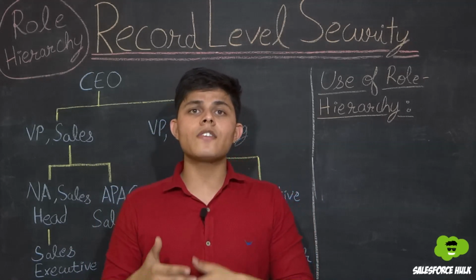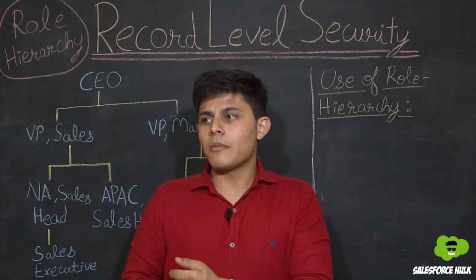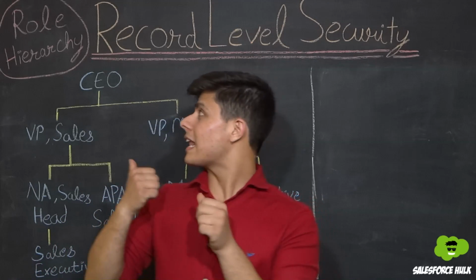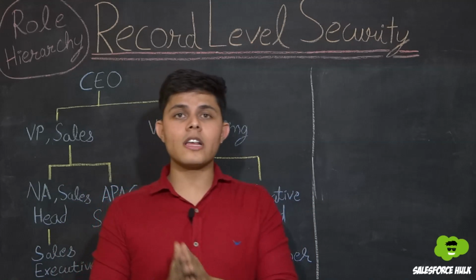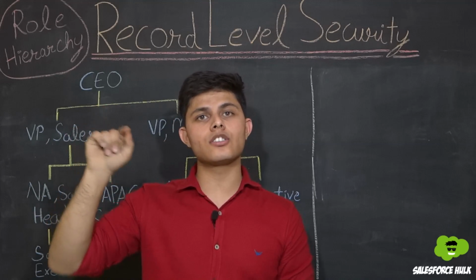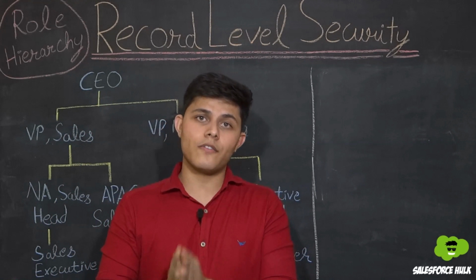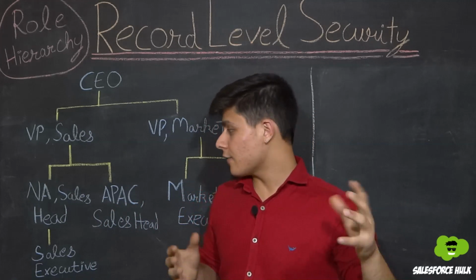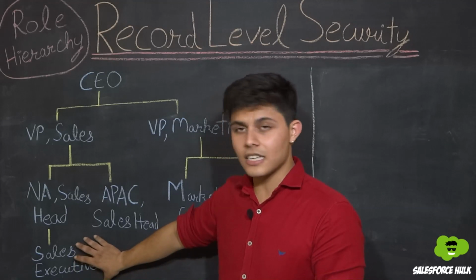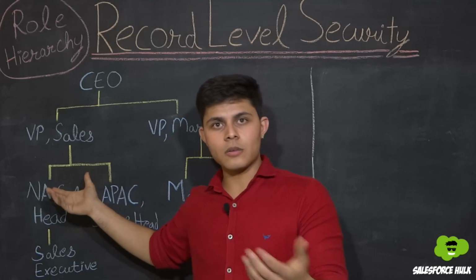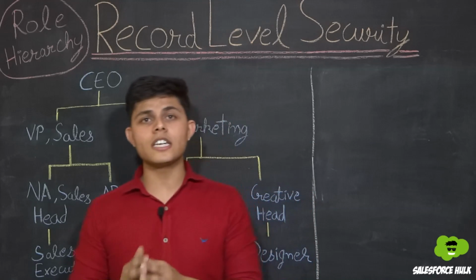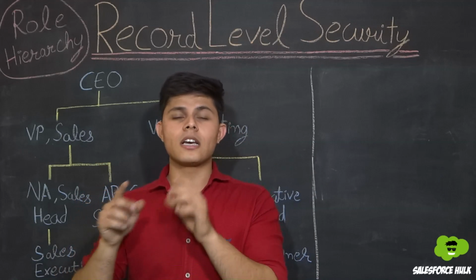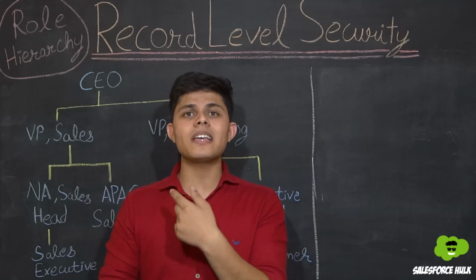Now let's see where we'll use role hierarchy, or what points you need to consider with role hierarchies. The first and foremost point is that you need to enable role hierarchies by checking the Grant Access Using Hierarchies checkbox for custom objects. Let's take an example: a bank account is a custom object, and if you want the records owned by sales executives to be shared with the North America Sales Head, then you need to check the Grant Access Using Hierarchies checkbox of the bank account object. Only in that situation will role hierarchy be enabled.